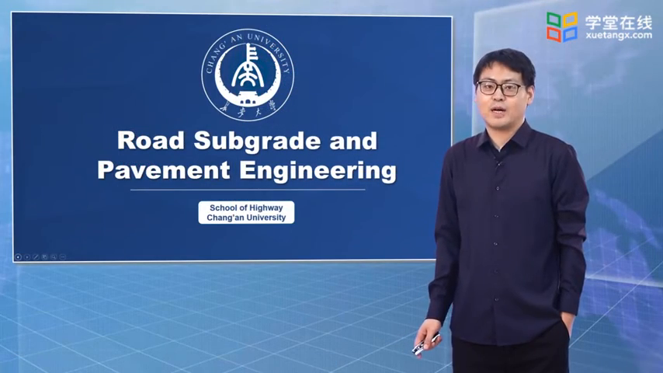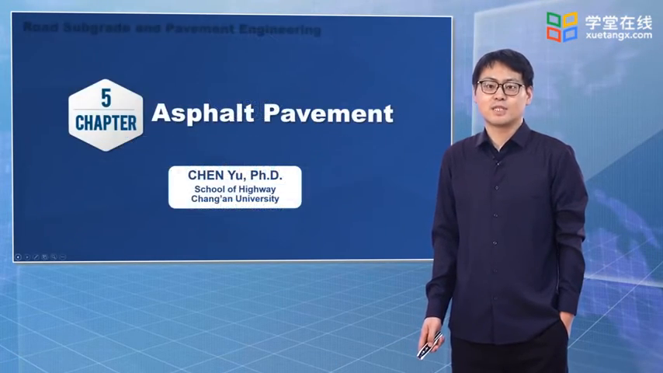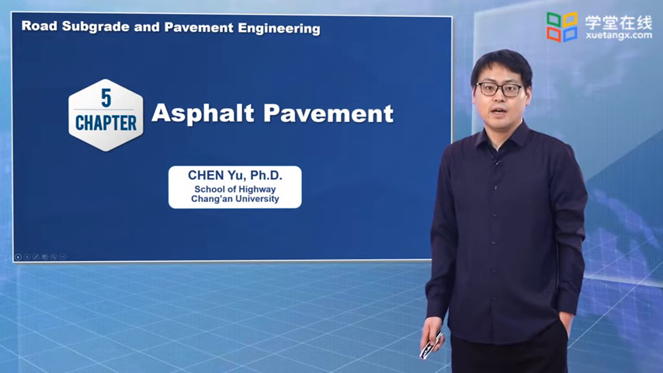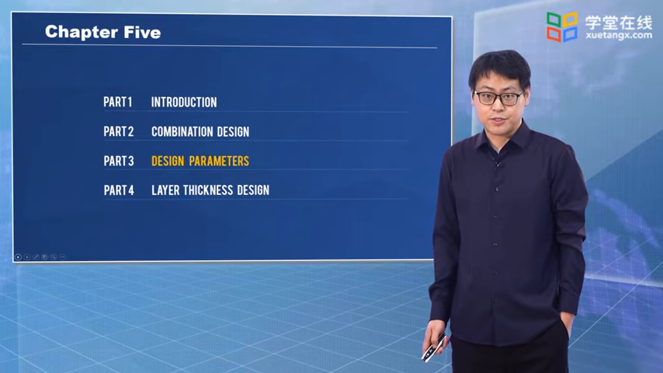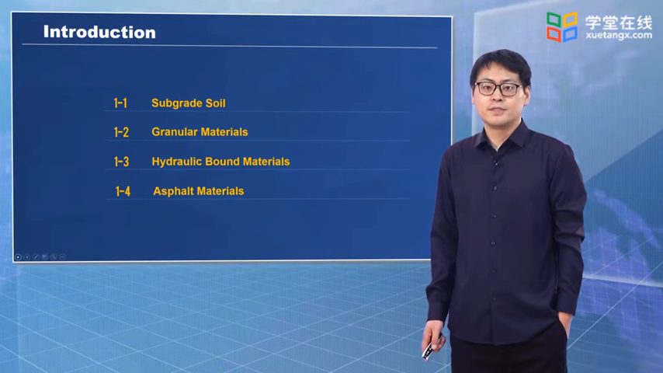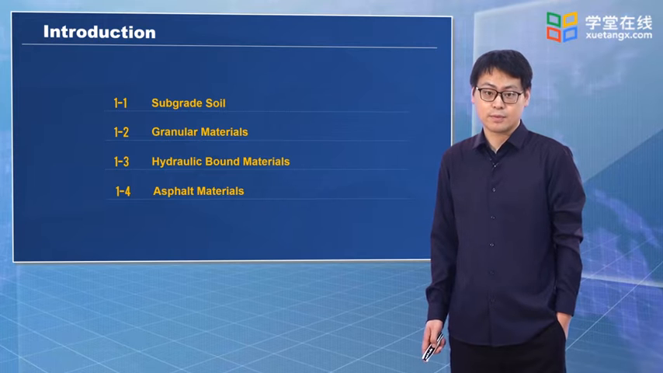Hey guys, as part of the road subgrade and pavement engineering class, today I'm continuing chapter 5 for asphalt pavement design. And we are at part 3, design parameters. Basically, we will discuss the material properties necessary for layer thickness design. In detail, we will cover materials including subgrade soil, granular materials, hydraulic bond materials, and asphalt materials.